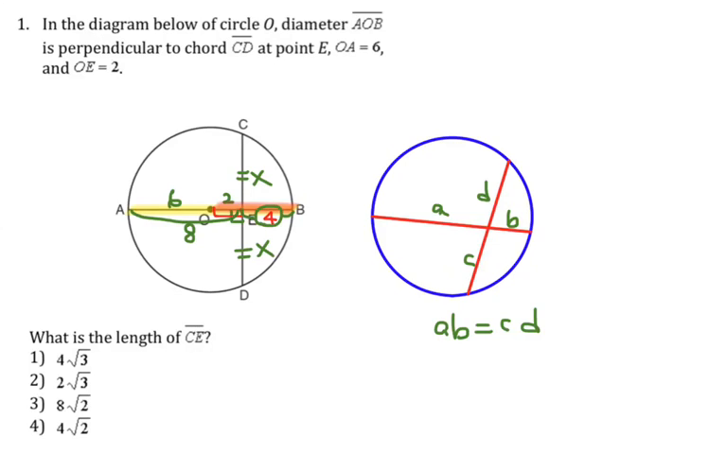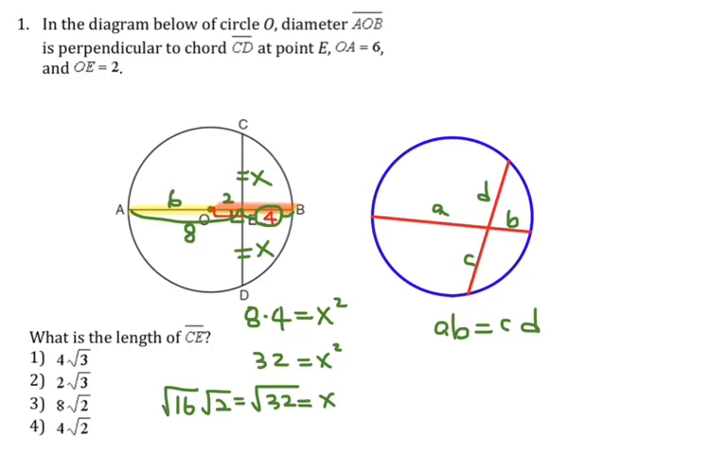So therefore, what we can do is this. 8 times 4 is equal to X times X, meaning X squared. So here we have X squared is equal to 32. Then X must be equal to square root of 32. Alright, but what is square root of 32? If you think about it carefully, square root of 32 is made out of square root of 16 times square root of 2, where square root of 16 is 4, and so we get 4 square root of 2, which is the answer. Choice 4 becomes our answer.